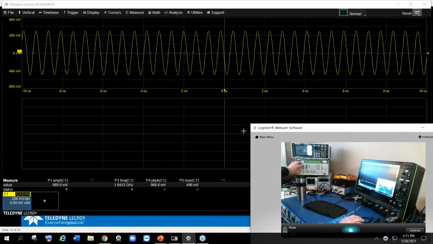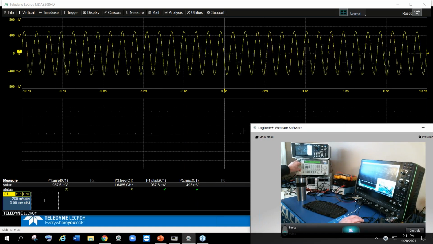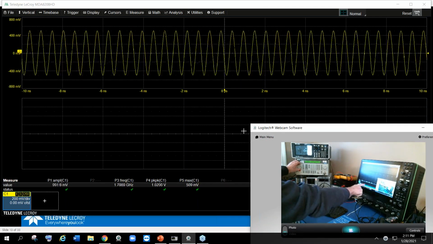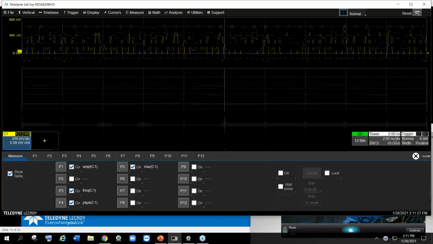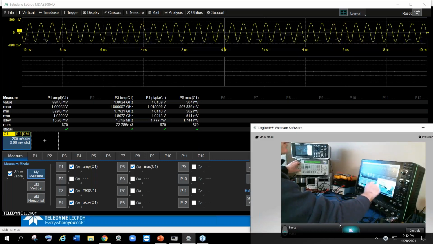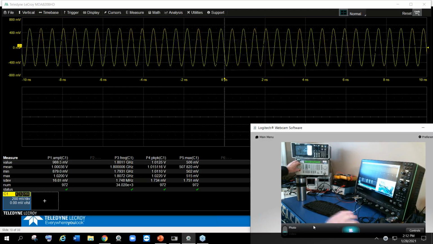All right, and I will go a little faster. Okay, this is what we've got now. We are at, what are we at? Let's hit clear sweeps. Let's look at the readout on the scope. We're at about 1.7. Let's turn on statistics so I can see what's going on here and make it better. And then so we are now at 1.8 gigahertz is our sine wave.